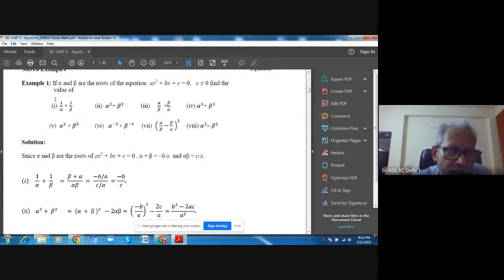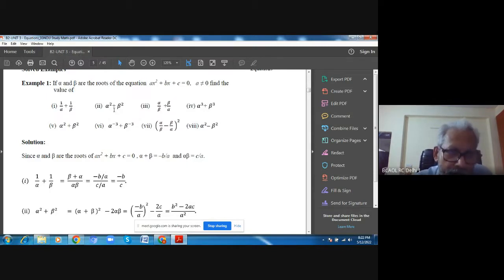If it is coming in the example question, if alpha and beta are the roots of the equation ax square plus bx plus c is 0, find the value of 1 by alpha plus 1 by beta. Three marks or 5 marks, then you have to do it simply this thing only. That's all. And you will get 5 marks or 3 marks, whatever it is.